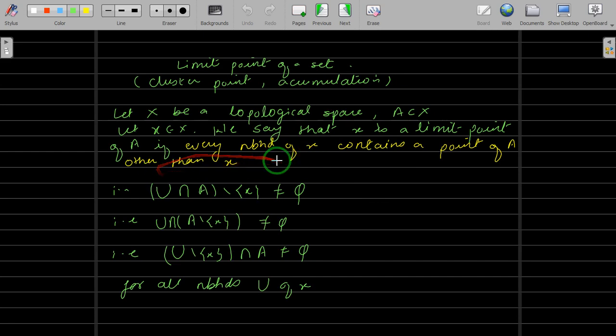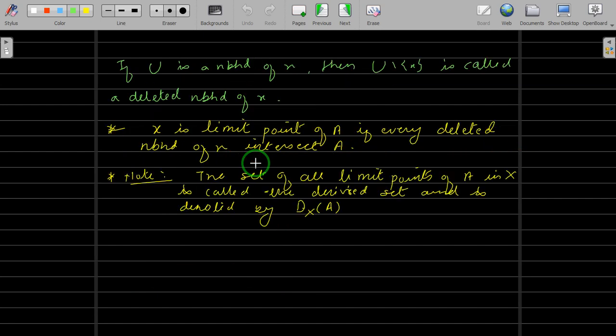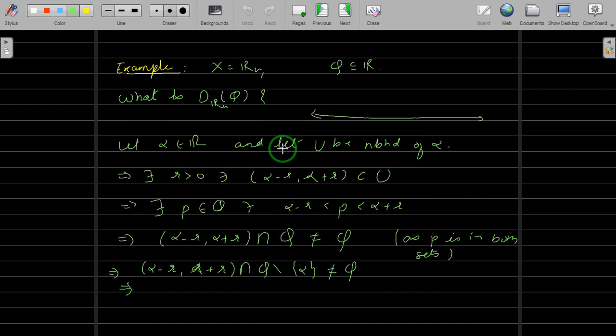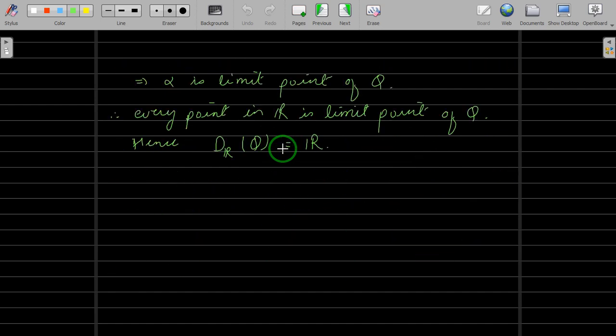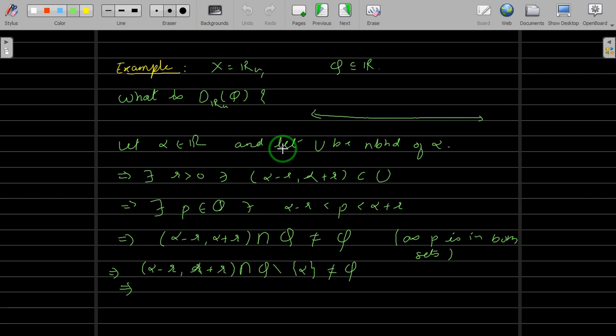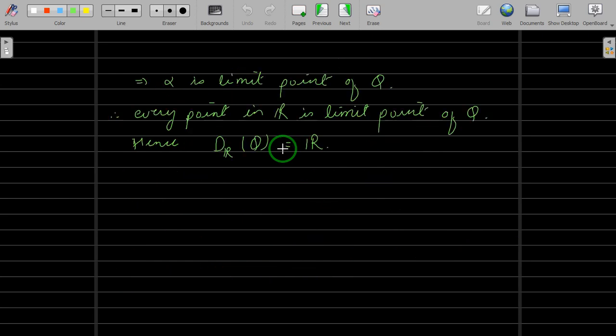A. Now here a point X is called a limit point of a set A if every neighborhood of X contains a point of A other than X, and then we said that X is a limit point of A if every deleted neighborhood of X intersects A. Deleted neighborhood means from that neighborhood you remove the point, right? And then we have seen what are the limit points of rational numbers. Set of all the real numbers is a derived set of rationals.